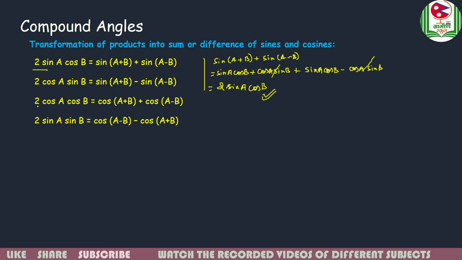So you can also find out what is sine a plus b minus sine a minus b, that is 2 cos a sine b, and cos a plus b plus cos a minus b is going to be 2 cos a cos b. And what will be cos a minus b minus cos a plus b, that is 2 sine a into sine b.